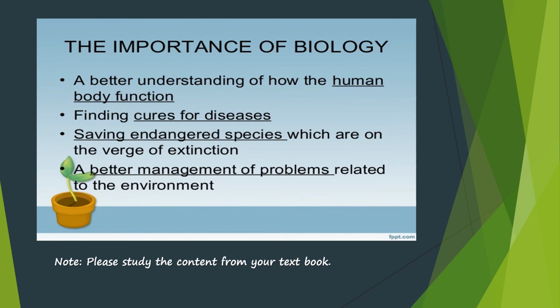Saving endangered species which are on the verge of extinction. What are endangered species? The species which are not reproducing or which are not getting their particular habitat to survive in the best way. So they are about to die, and there will be no generation, or there will be no progeny of them to continue their species. So in biology, especially in environmental biology, we study how to save such animals which are about to die, so that there will not be an end to their species.